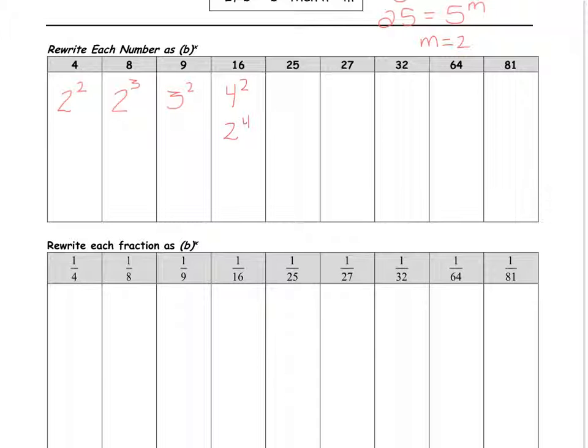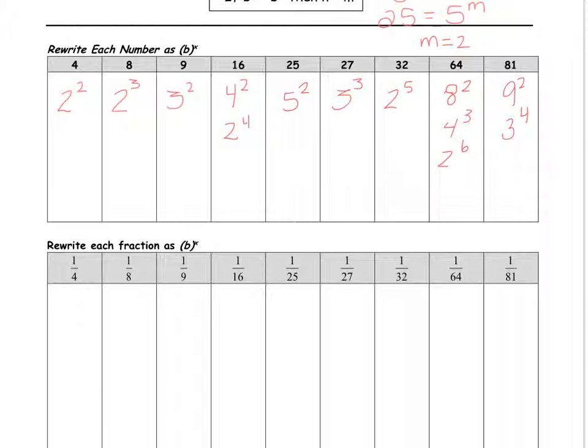How about 25? 25 we all know as 5 squared. 27 we all should know as 3 to the third. 32 is the same thing as 2 to the fifth. And 64 has a few of them. 64 is the same thing as 8 squared. Also the same thing as 4 to the third or 2 to the sixth power. There are 3 ways to write 64. Again, if you don't believe me, put them all into the calculator to see. 81 is the same thing as 9 squared or 3 to the fourth power.